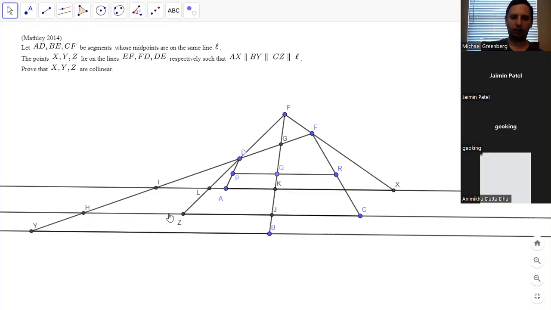Well, I know I could maybe try to find HC over IL, which is DL over LZ, and then I could try to find IL over IX. And for that, I might be able to use Menelaus, but yeah, this is just getting kind of complicated. Although maybe it's worth it. Maybe it'll work.